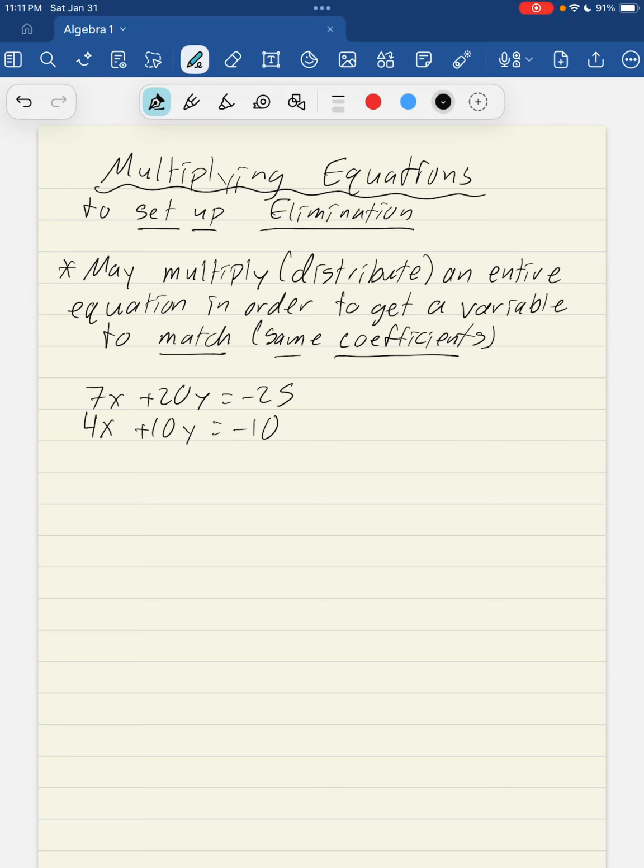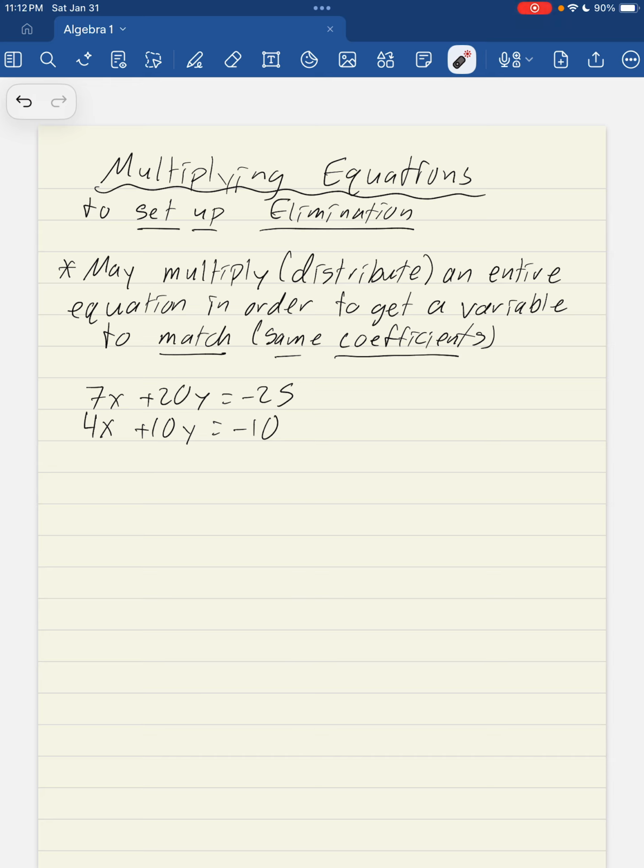Welcome back, and today we're going to be looking at multiplying equations in order to set up elimination. So this is really a piggyback on the last two lessons, but this time we're going to need to multiply an entire equation in order to get a variable to match, which again means same coefficients. If we look at this problem here, the x's, we have a 4 and a 7, no match, and we have a 10 and a 20, no match.